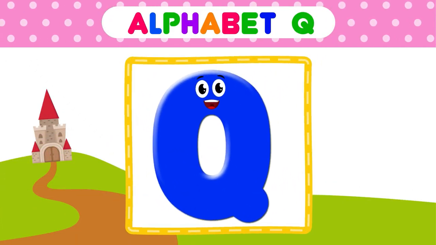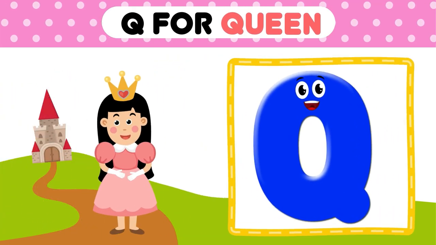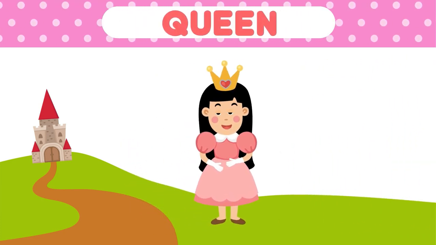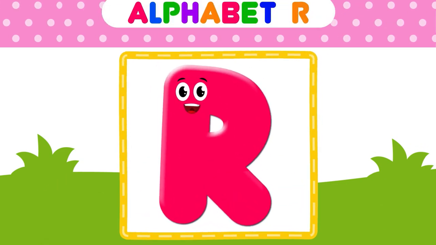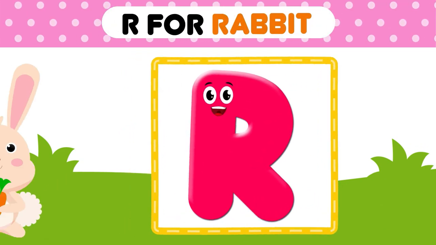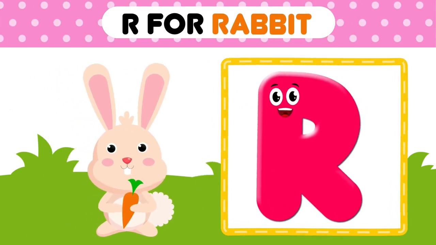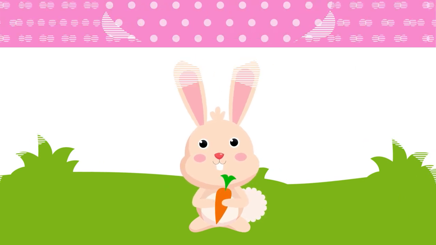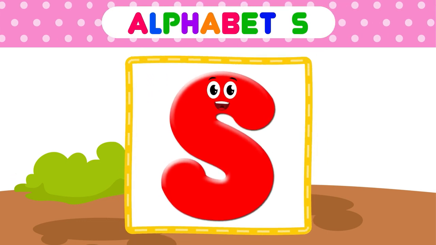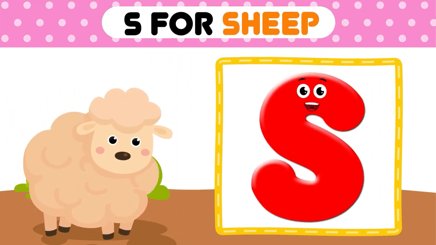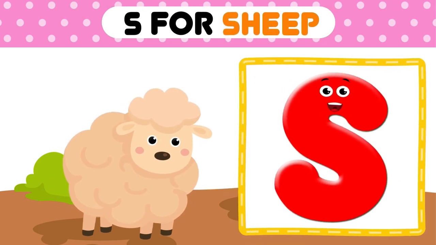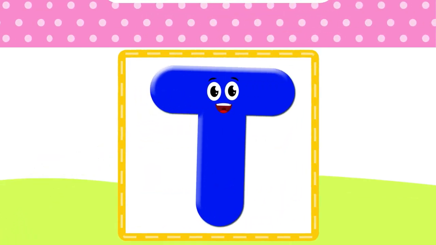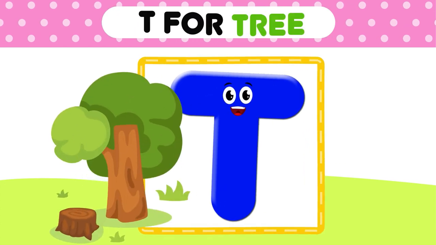Alphabet Q. Q for queen. Queen. Alphabet R. R for rabbit. Rabbit. Alphabet S. S for sheep. Sheep. Alphabet T. T for tree.